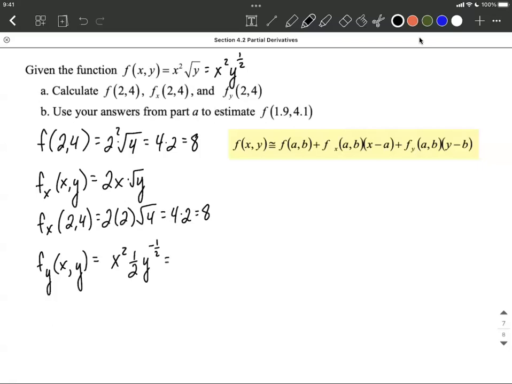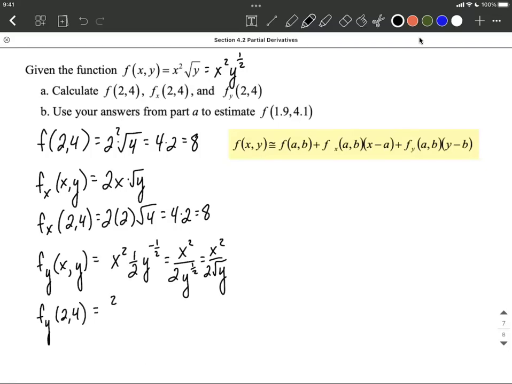But before I evaluate it at 2, 4, I'm going to just clean this up a little bit. All right, the x squared can be in the numerator. We have a 2 in the denominator. I'm also going to move that y to the 1/2 power down to the denominator and make it a positive exponent. The very last thing I'm going to do is, instead of a 1/2 power, replace that with a square root, because I visualize it a little bit better that way. All right, so let's evaluate this at 2, 4.